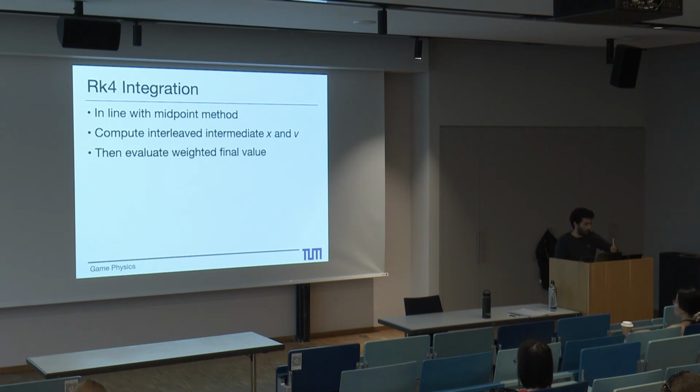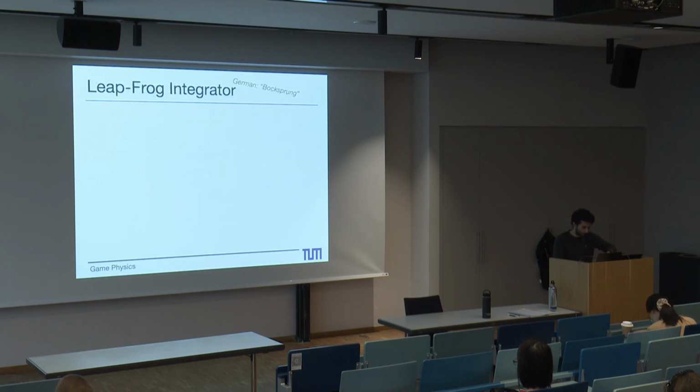A method like this, of course, needs more storage. So what we need to do is to have 8 vectors, which correspond to the k-values essentially, so the temporary velocity and position that we are computing in each and every step, in order to compute the final weighted average.